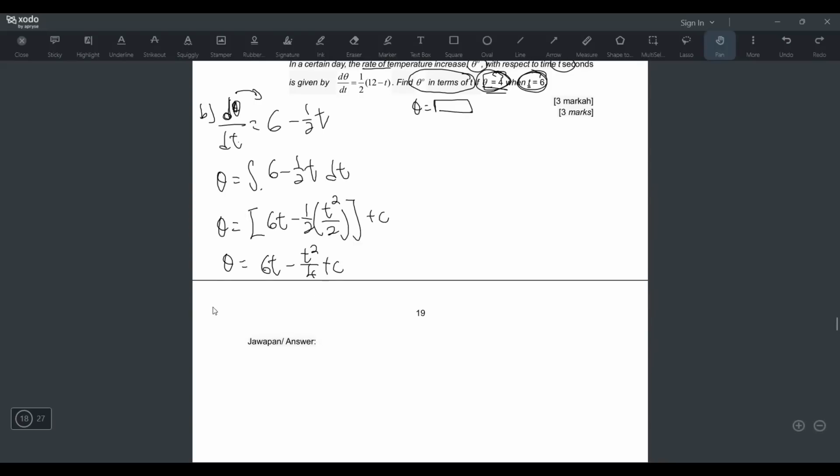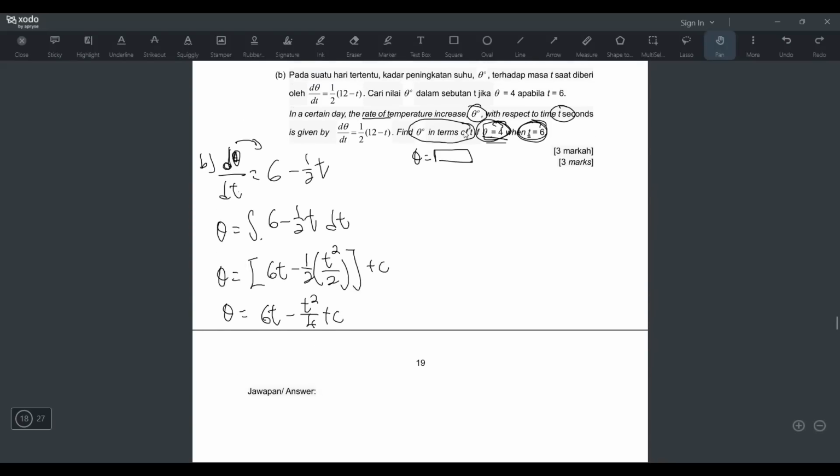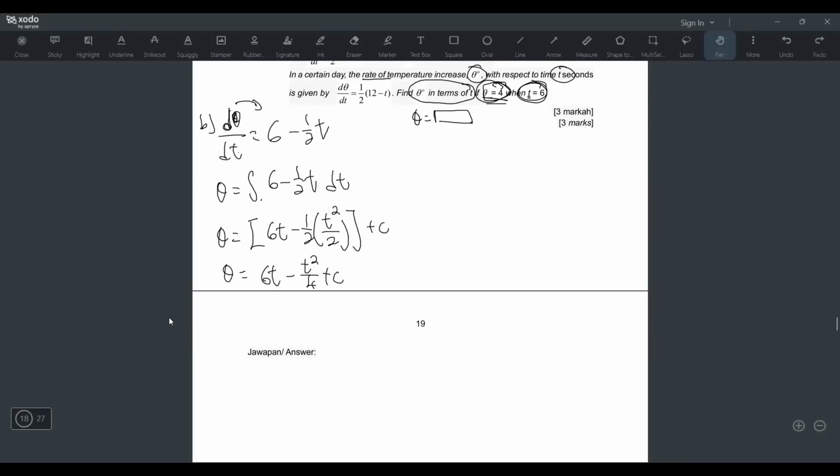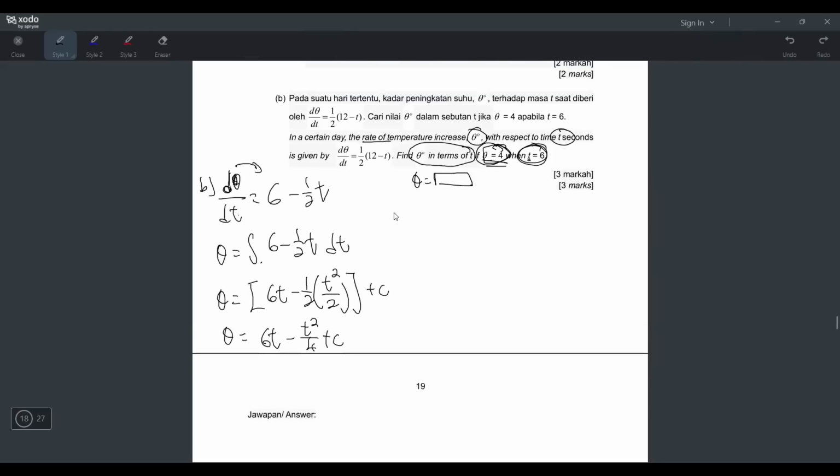And I told you just now, right? You have to find the c, because the question asks for theta in terms of t. It means the c you have to find out. If you leave it like this, then it's not in terms of t already. This one is in terms of t and c. So not good. I want in terms of t only. So how to find the c? You sub in the value. Theta is 4. So just write 4 equals to 6 bracket minus bracket square over 4 plus c. And this t you just sub in 6 like this. And now you just find your c. After you find your c, rewrite the whole thing, then done already.